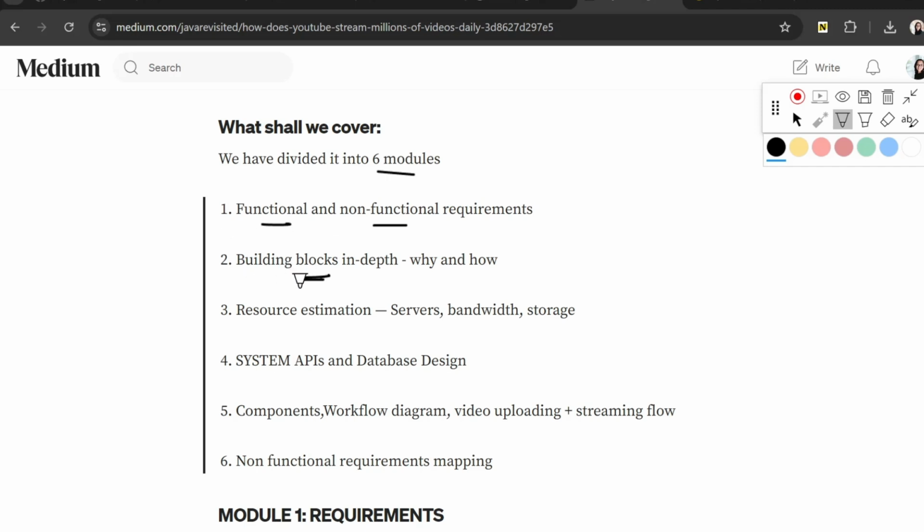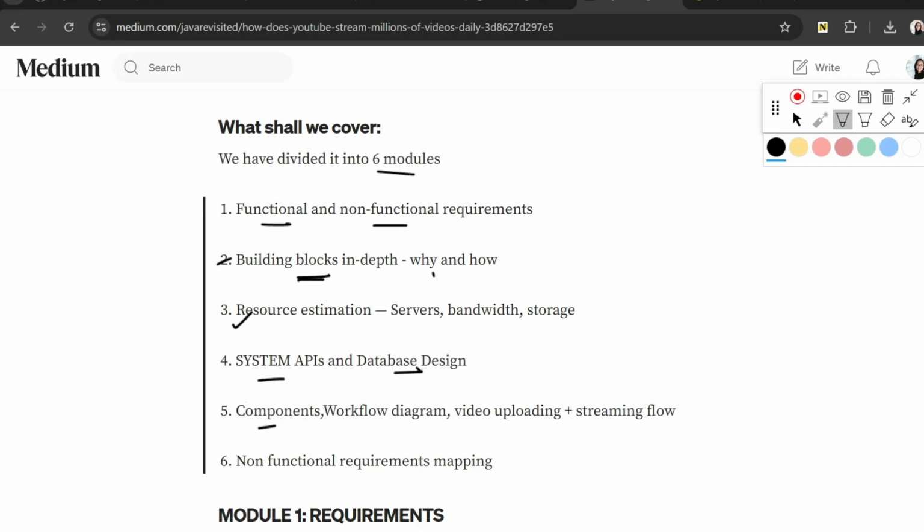So you can skip this part, but you can start with at least the back of the envelope calculations or the resource estimation. How many servers we are going to use? What is the storage we are going to use? We'll talk about this with example more on this. Then once you're clear with this, then you at least have an idea of what can be your building blocks. Once this 1, 2, 3 is done, then you can go to your system APIs and the database design.